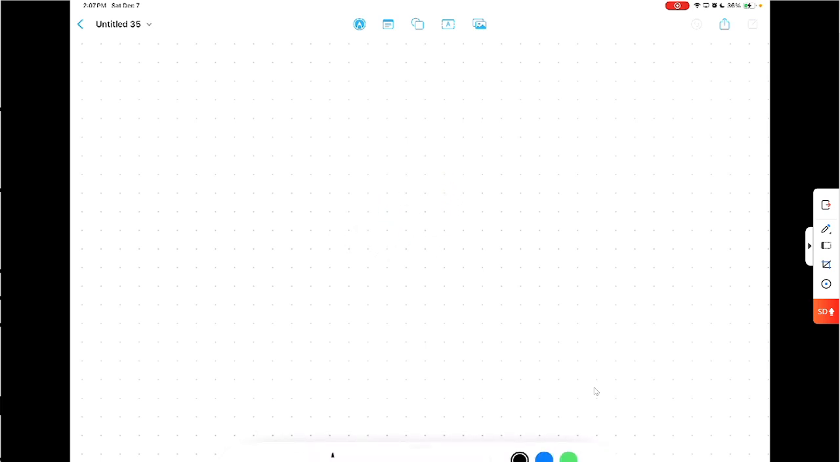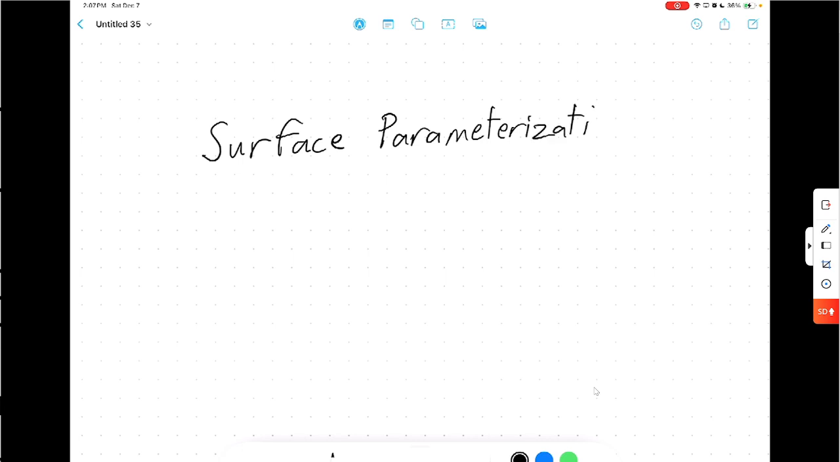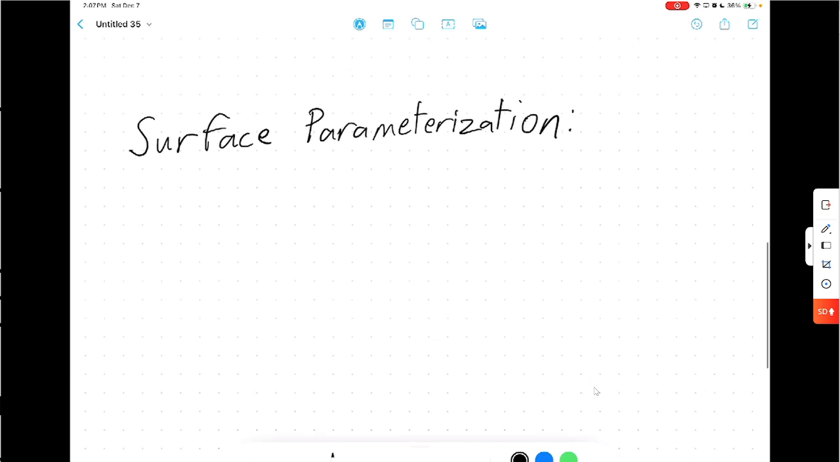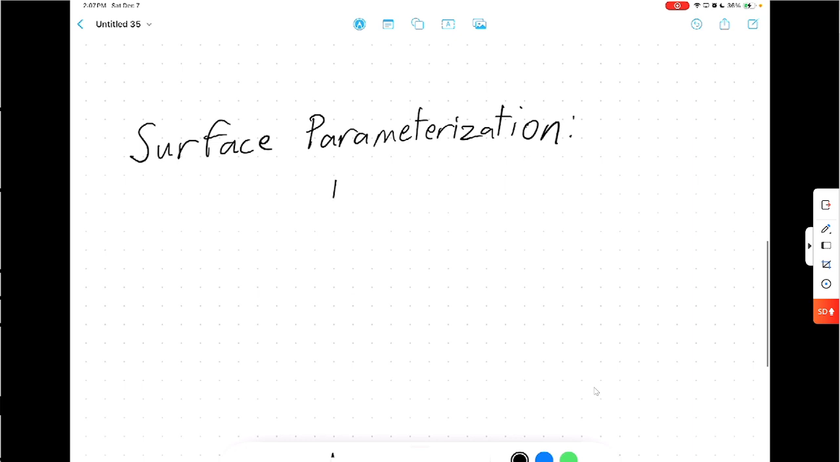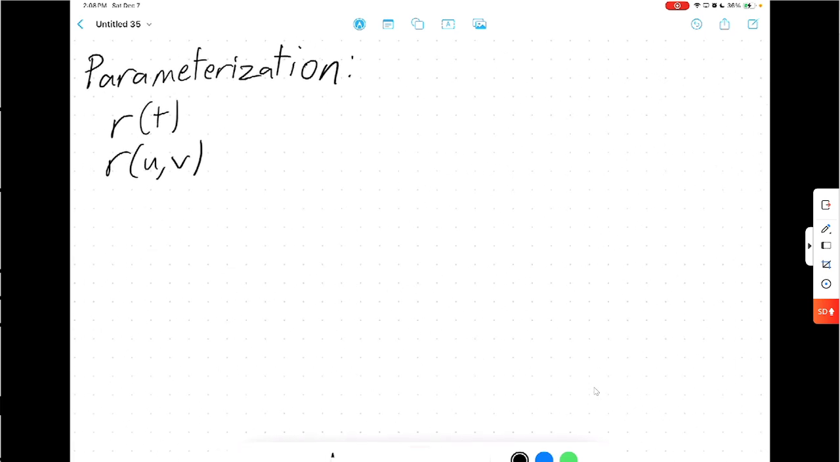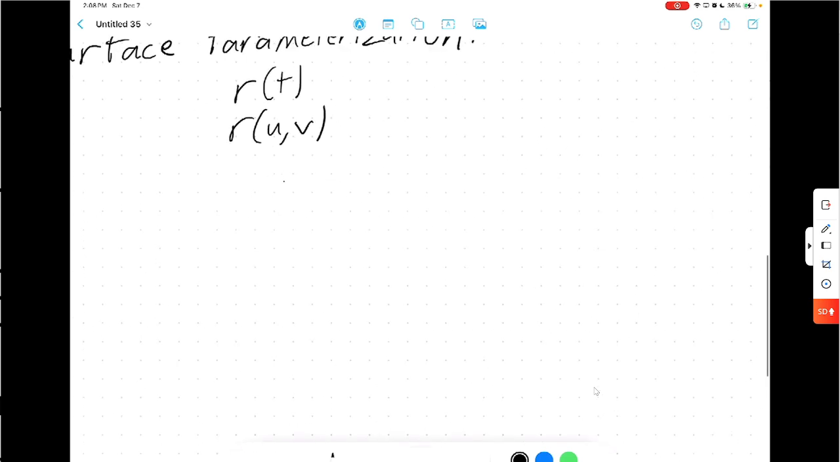Alright, so we're gonna start with some of the topics from earlier. So, surface parameterization. Essentially the idea with this is it's very similar to the regular parameterization from the single variable case, except we have two variables instead of just one. I think that's basically the easiest way to describe it, and then just go straight into an example.